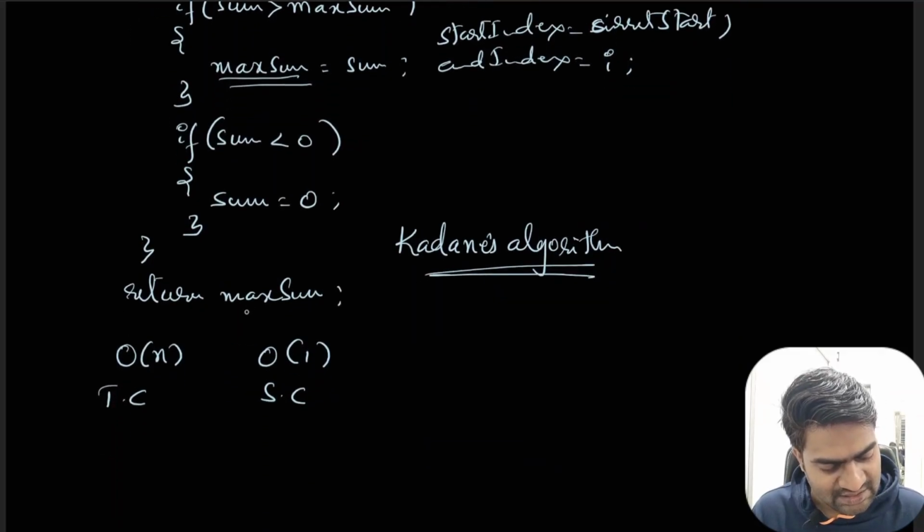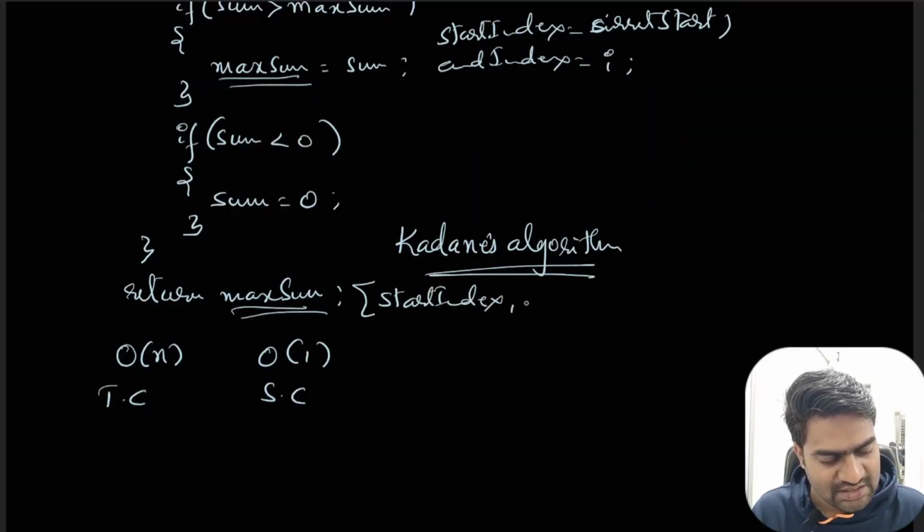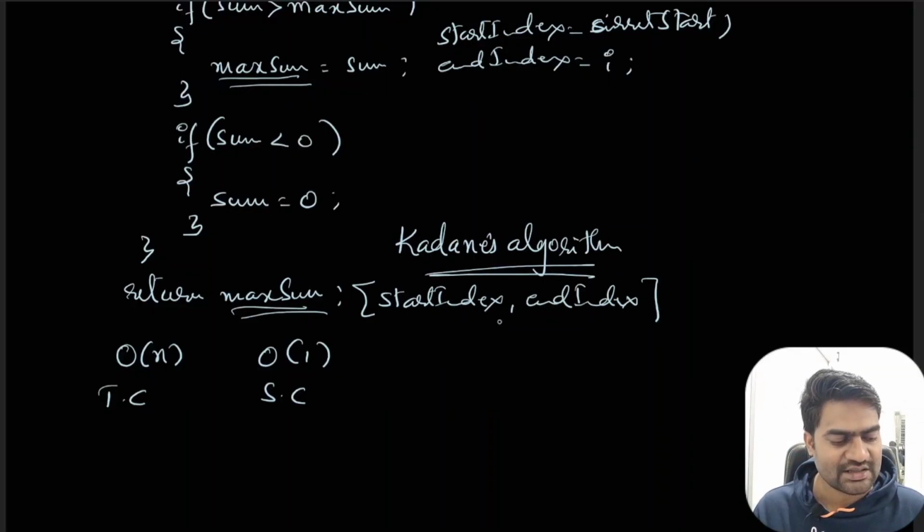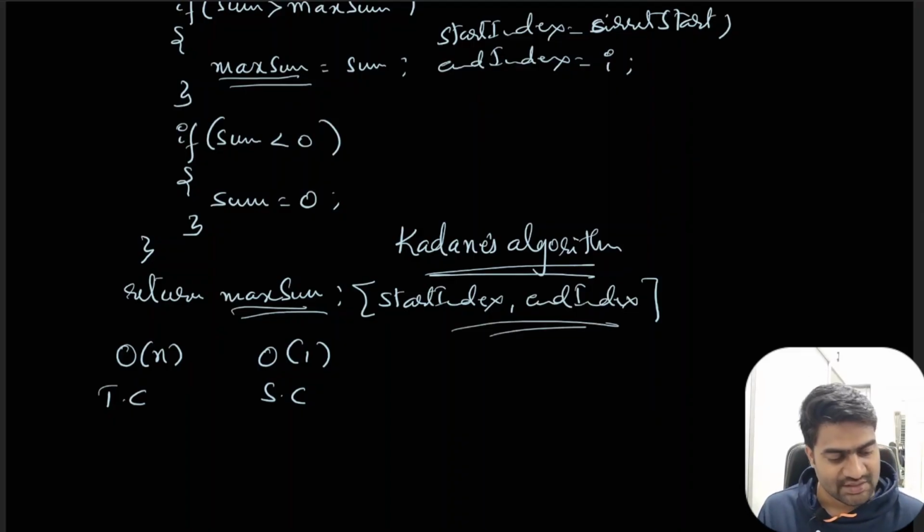And instead of returning the sum, you can either return an array of start index comma end index, or you can return the elements from start index to end index. You can try this yourself. Maybe you can consider that as homework, and you can add it in the comments.